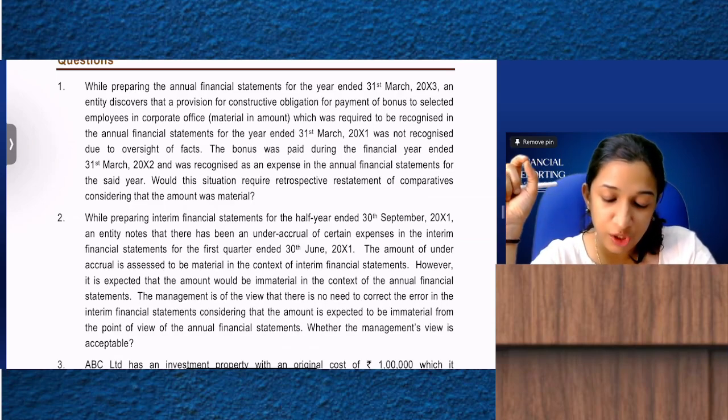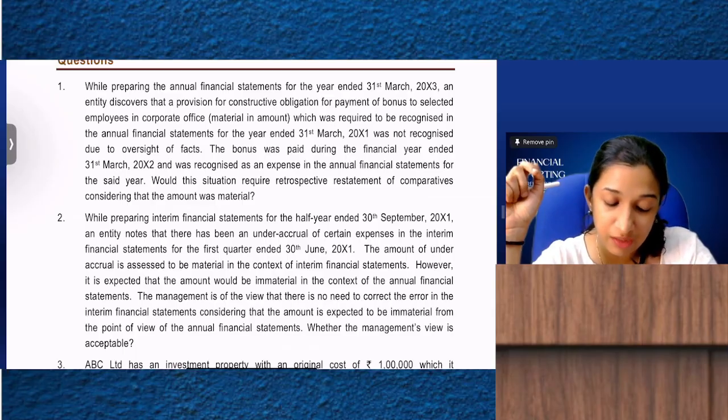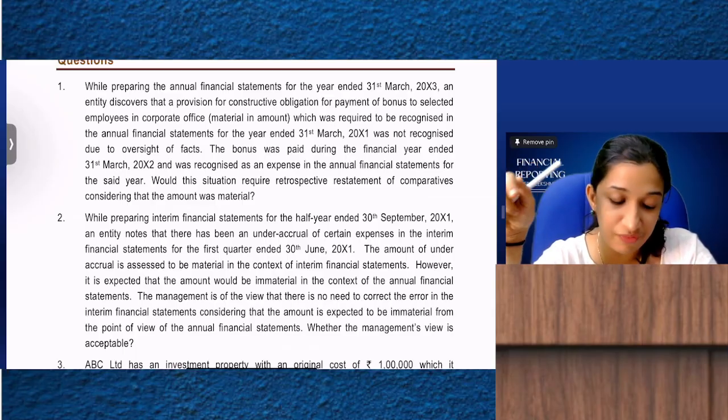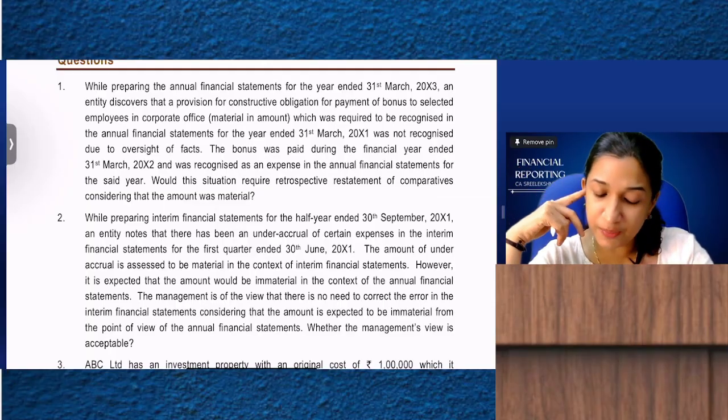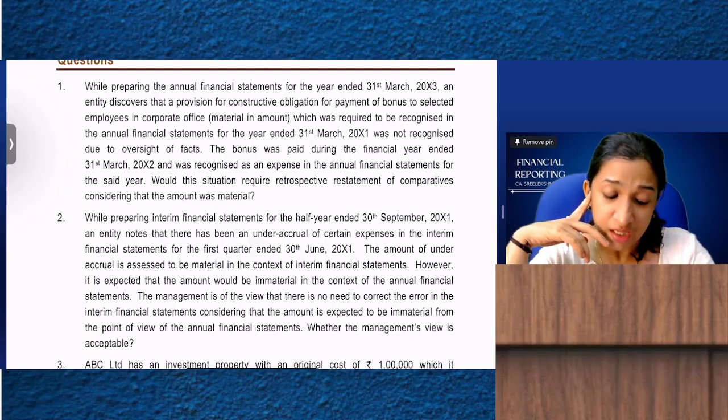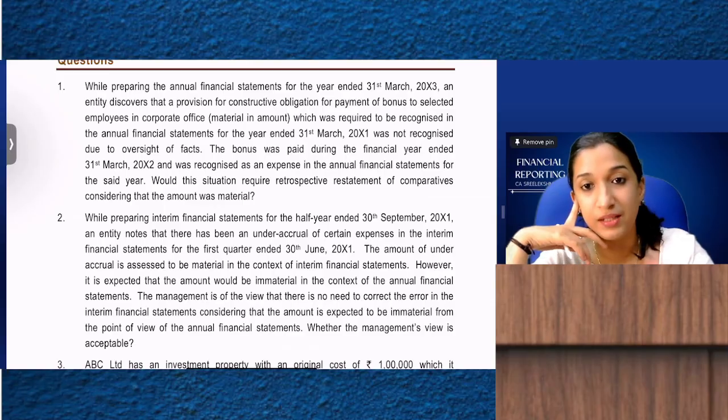The bonus was paid during financial year ended 31st March 12 and was recognized as expense in the annual financial statements for the said year. Would this situation require retrospective restatement of comparatives considering that the amount was material?